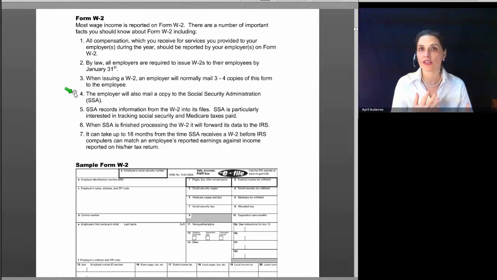Now IRS is working on speeding up the process. It does seem that it happens a little bit more rapidly each year, but I don't really have a specific time frame for you and how fast they're doing it these days.